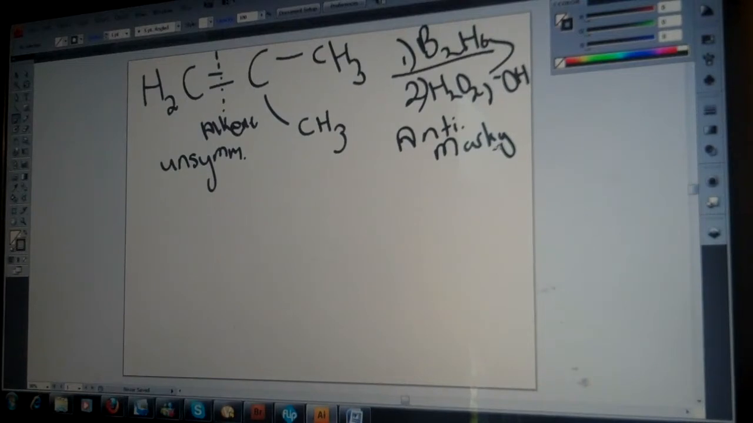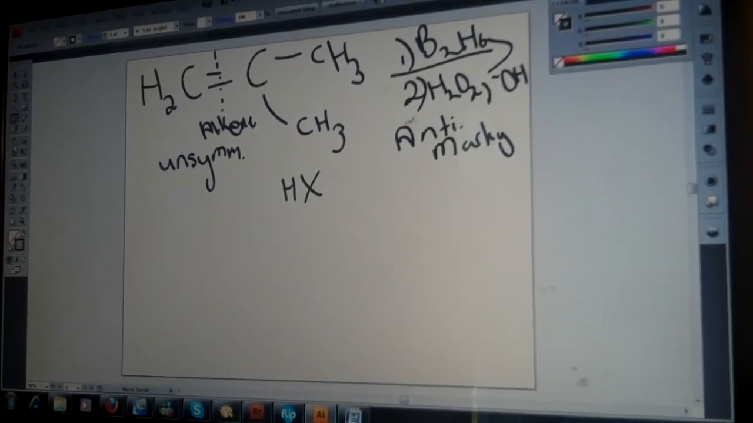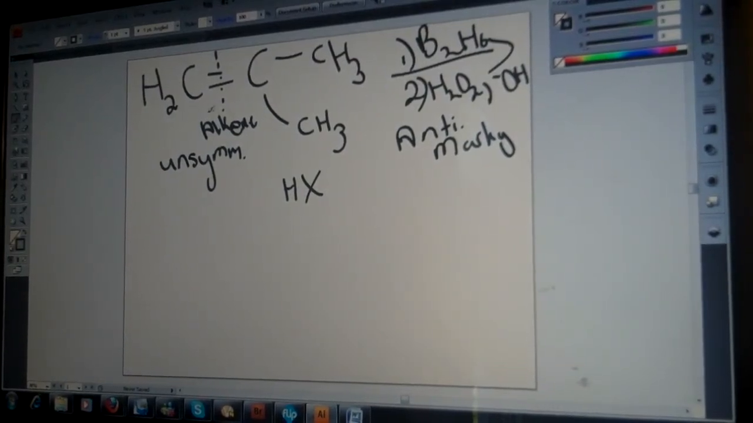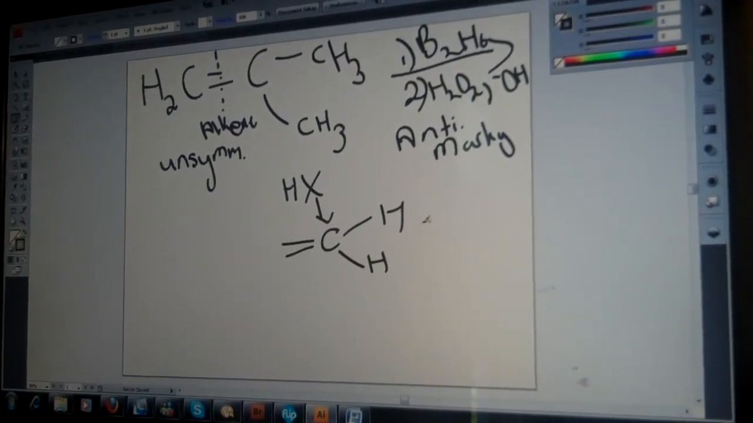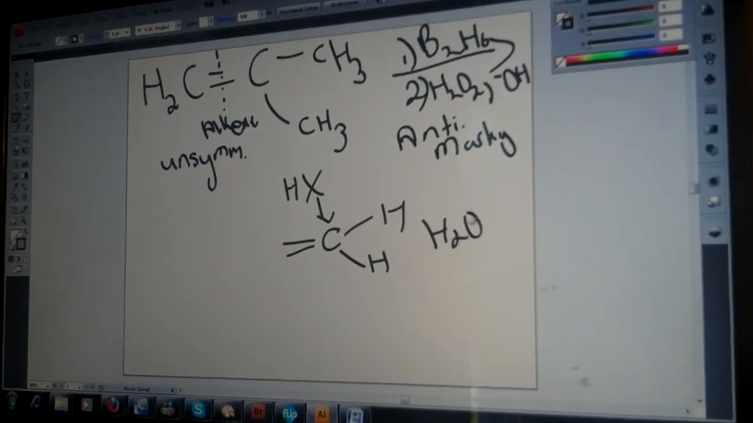So what does Markovnikov mean? The Markovnikov rule states that when an unsymmetrical alkene reacts with a hydrogen halide, the hydrogen adds to the carbon that has the greatest number of hydrogens. So for anti-Markovnikov, instead of the hydrogen adding to the carbon with the greatest number of hydrogens, you have the halide group adding to the carbon with the greatest number of hydrogens. This is the anti-Markovnikov rule where peroxide is present.